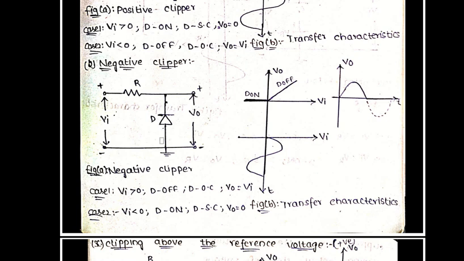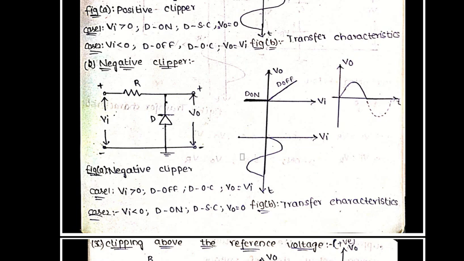Now here also there is no reference voltage at the diode. No reference voltage means the voltage at the anode of the diode is 0 volts. And here there is no reference, which means 0 volts is taken as the reference voltage. That 0 volts is applied here.